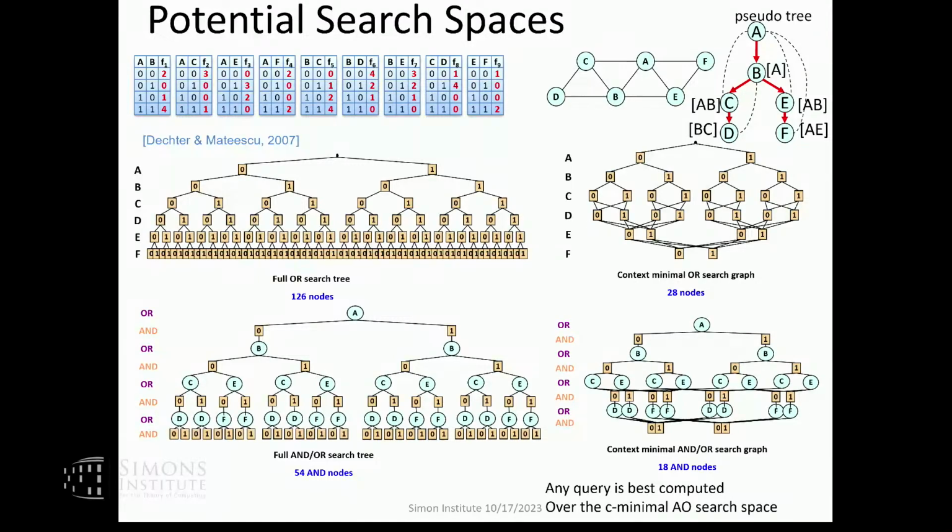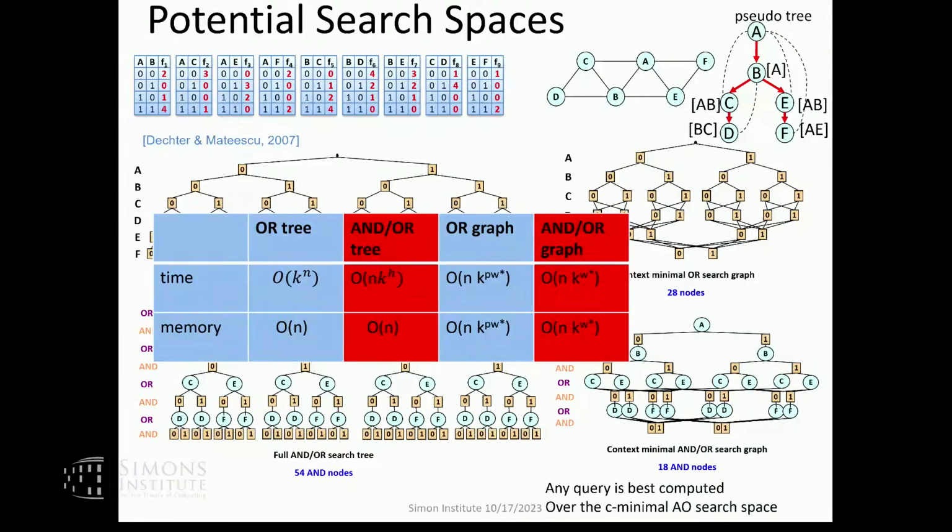So based on context, we can move from trees to graphs. We can do it for the OR trees, and we can do it for the AND/OR trees. And the number of nodes will decrease. And you can see that here in this structure that we call the context minimal AND/OR graph, we get the smallest representation. And this is just based on the graph. And we can also characterize the graph parameters that govern this. So the height of the pseudo tree characterizes the size of the AND/OR tree.